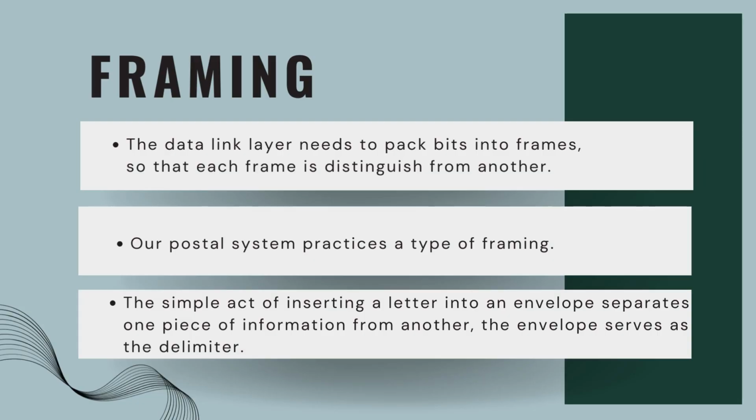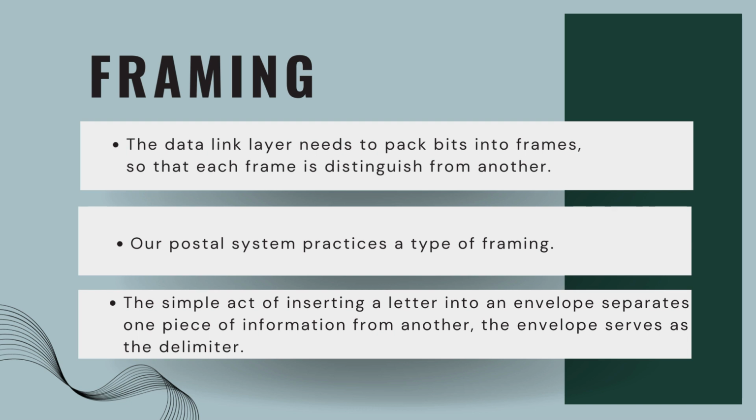So, this is all about the concept of framing in the context of computer networks and how it is similar to the way our postal system works. At the data link layer, the process of framing involves packing bits into frames so that each frame is distinguishable from the others. This is necessary to ensure that data can be transmitted over the network reliably and efficiently. By dividing data into smaller frames, it becomes easier to manage, and errors can be detected or corrected more efficiently.